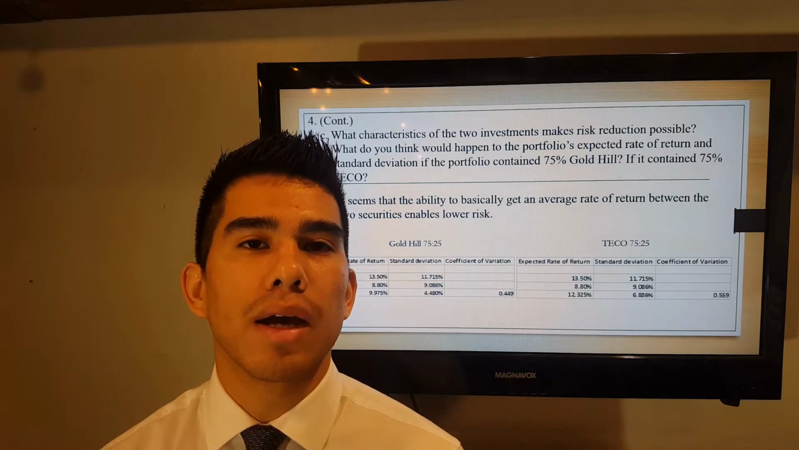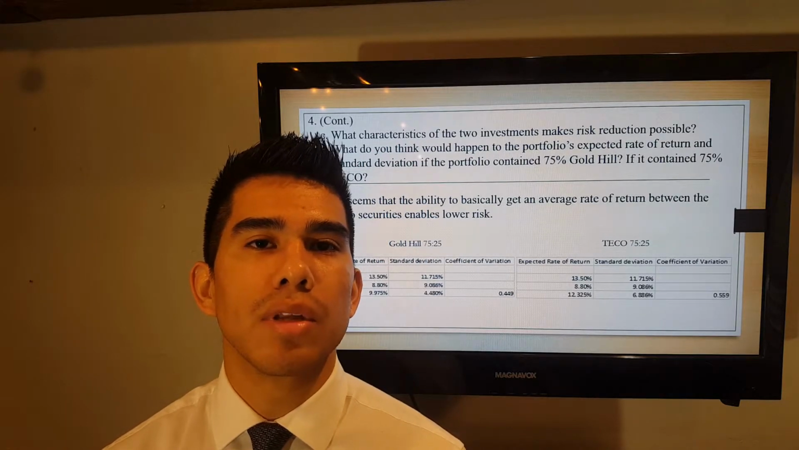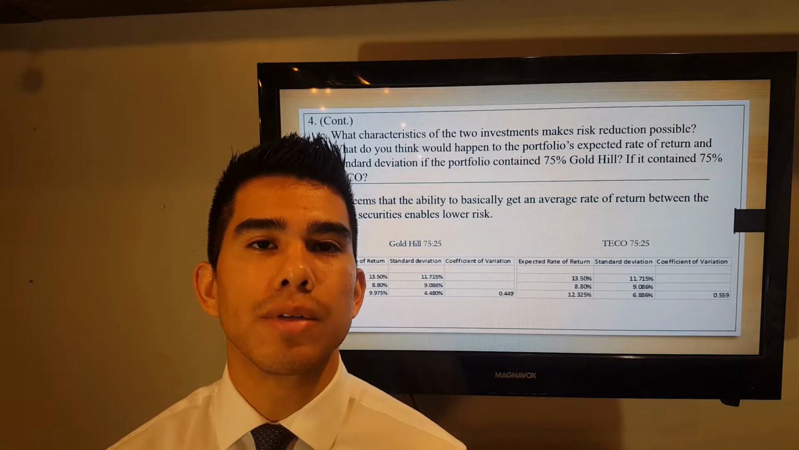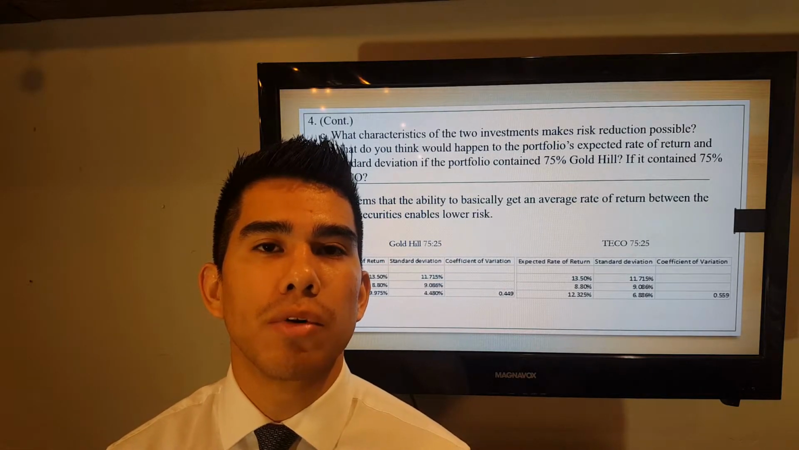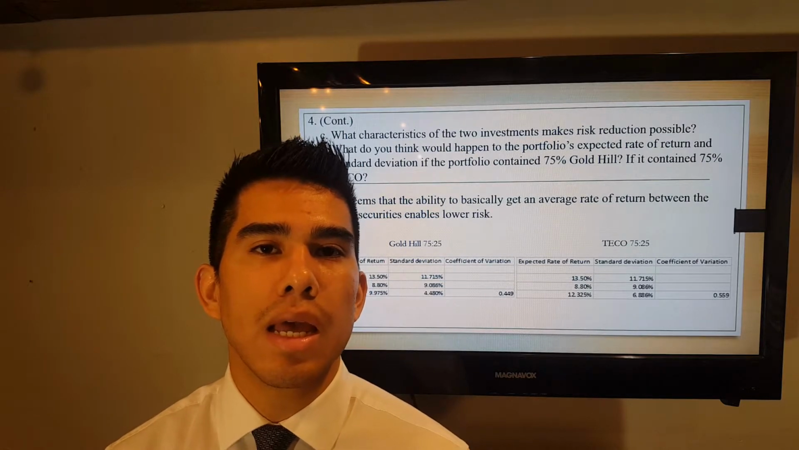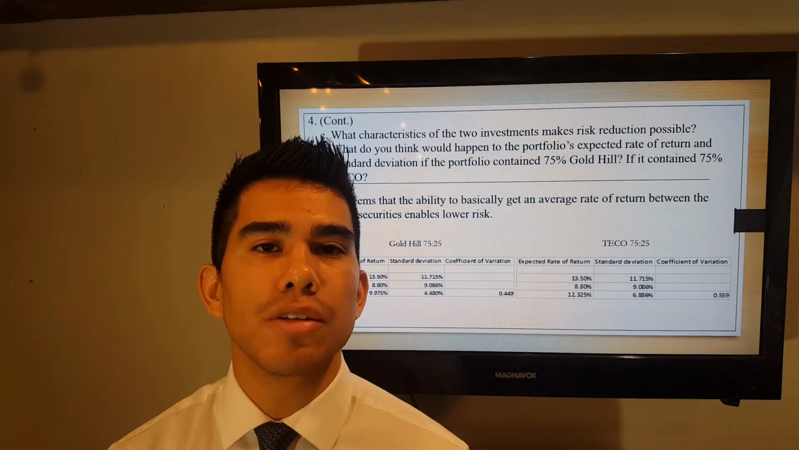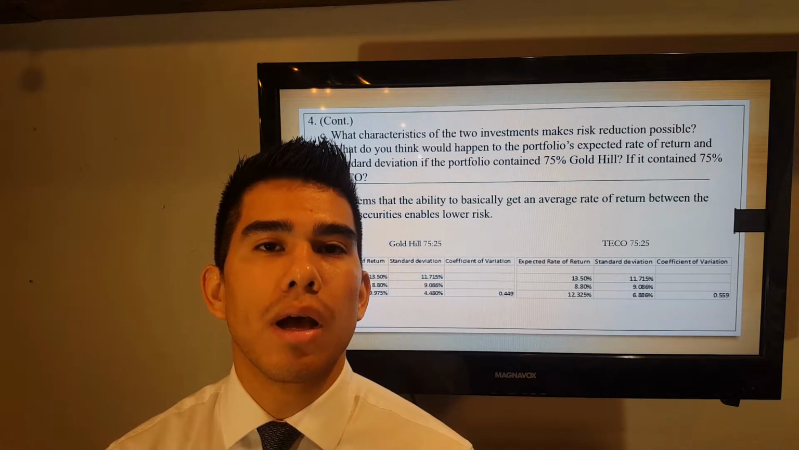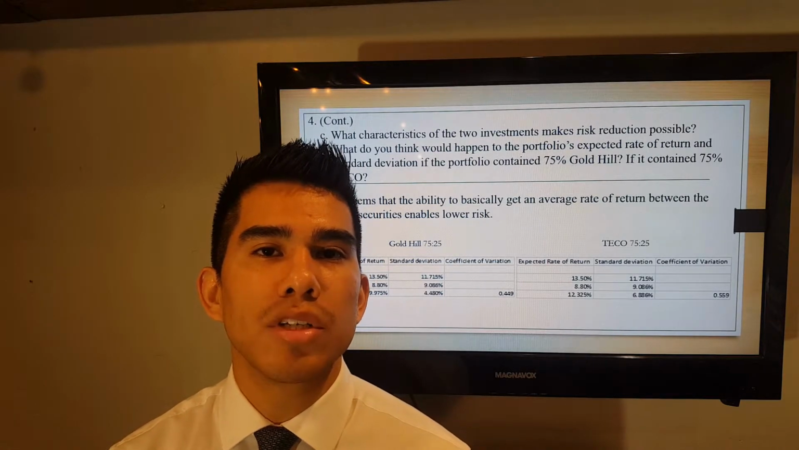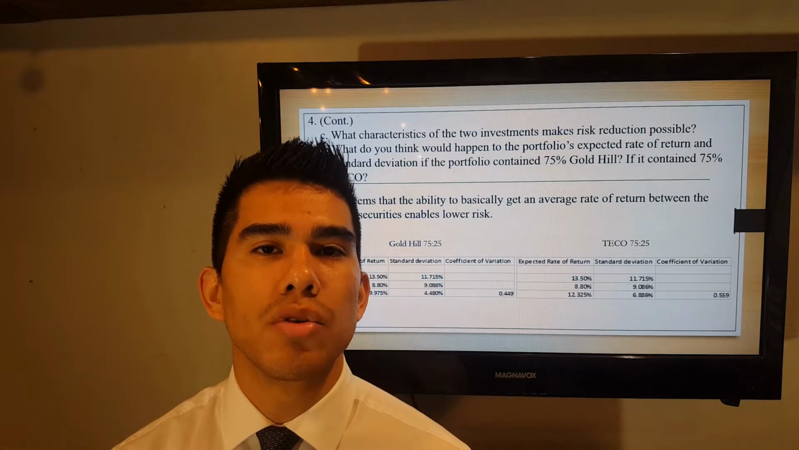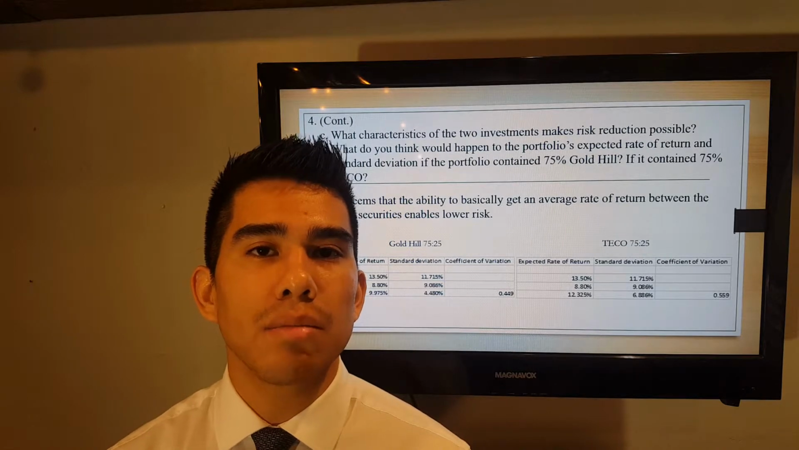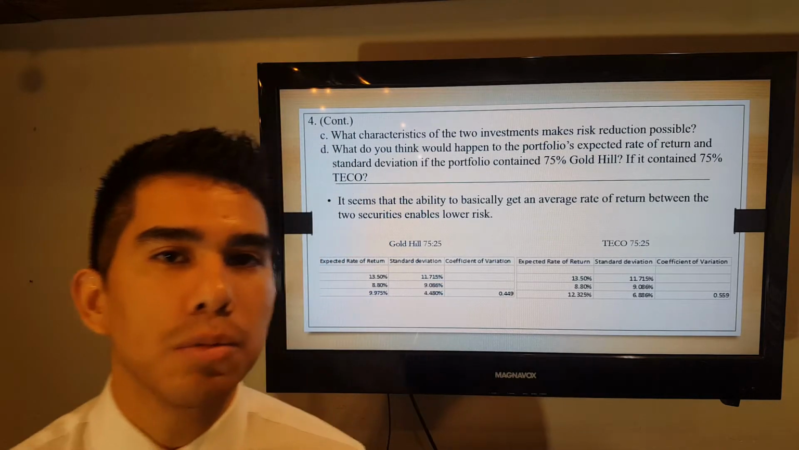The second part asks what we would think would happen to the expected rate of return and standard deviation of 2 scenarios, one being a 75% weighted Gold Hill portfolio and the second being a 75% weighted TECO portfolio. Now to answer the first part, to basically get the average percentage of return from 2 different securities enables lower risk. And to answer the second part, we go ahead and take a look at the table.